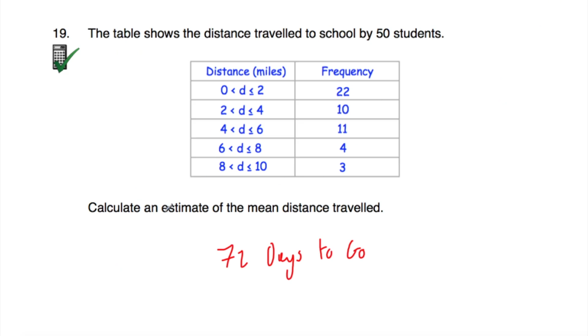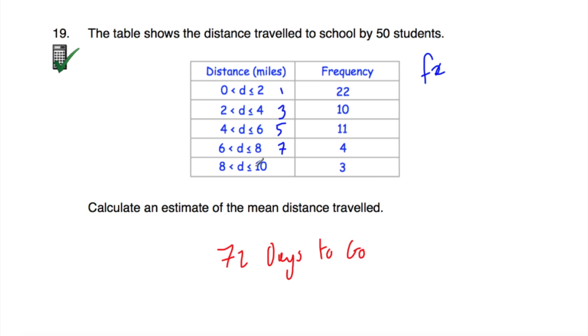Okay, let's have a look at our next question, question number 19. It's an estimated mean question, so we want to find the estimated mean. Remember, we're going to add on the fx column, so we do the midpoint times the frequency to get our fx column. So let's write down the midpoints. In between 0 and 2 would be 1. The midpoint of 2 and 4 would be 3. The midpoint of 4 and 6 would be 5. The midpoint of 6 and 8 would be 7.